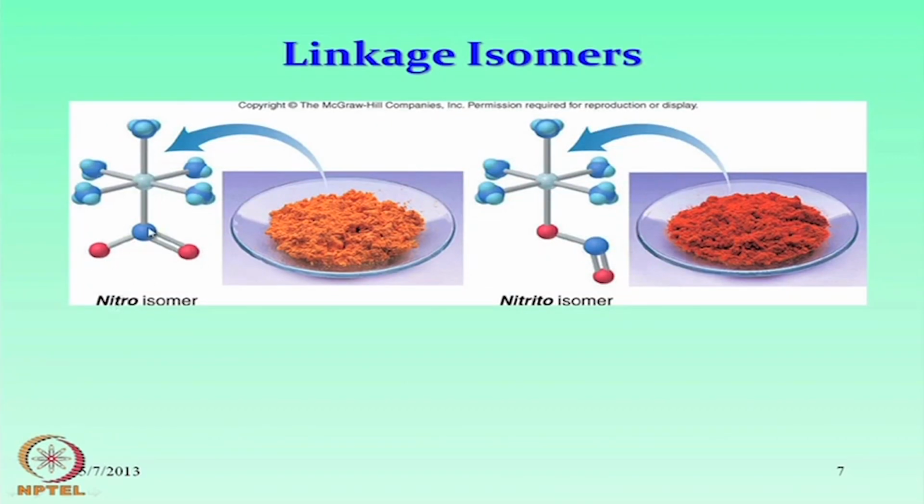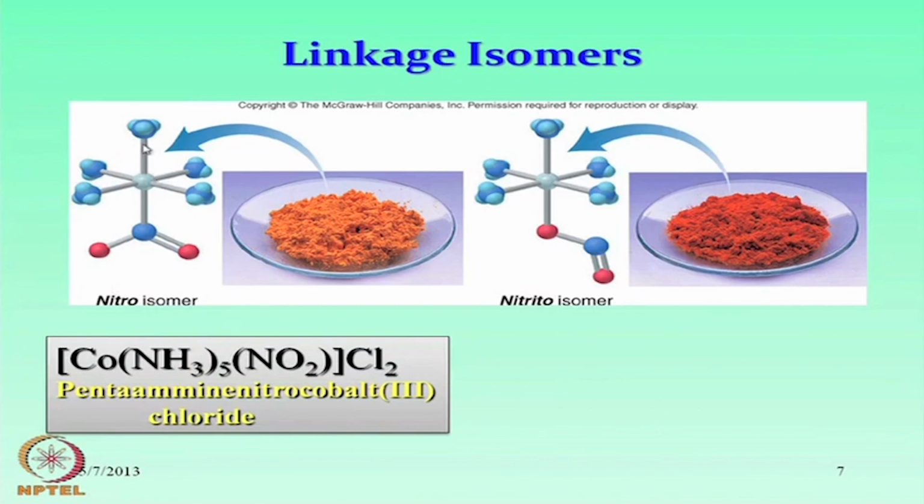One, when it is bound through nitrogen, we call it the nitro isomer, which is a little bit yellowish red, light red in color. The second one, which is bound through the oxygen of the nitrite group, is the nitrito isomer. The change in color of these two species also tells us that the electronic spectra change when we have the cobalt center with all the donor groups being nitrogen.